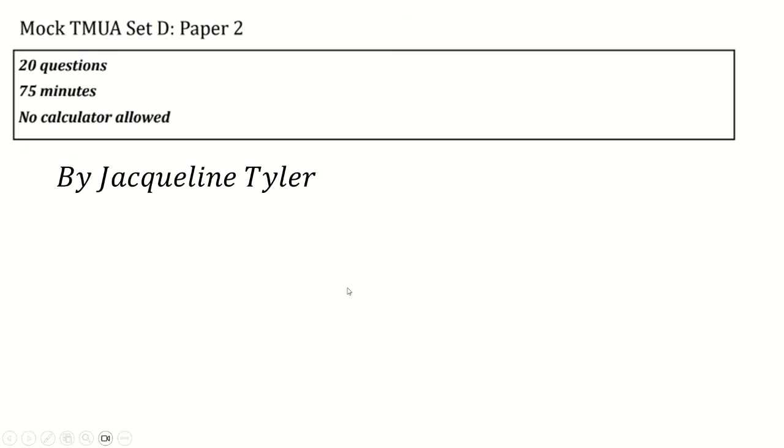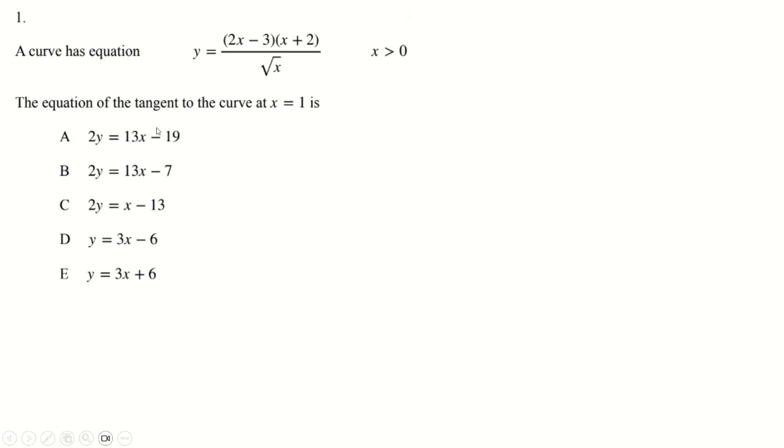Another Jacqueline Tyler paper then, TMUA set D paper number 2. So yeah, let's get into it.